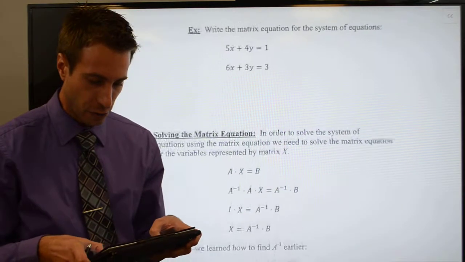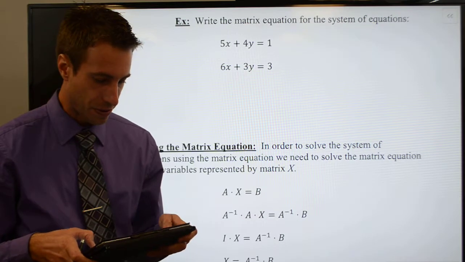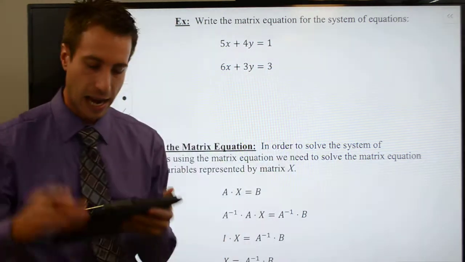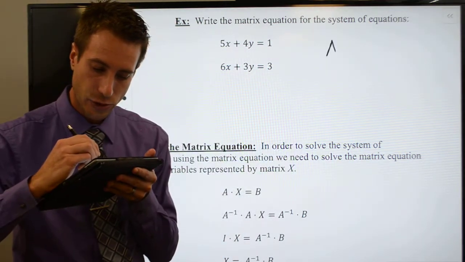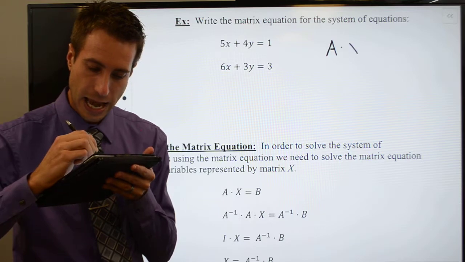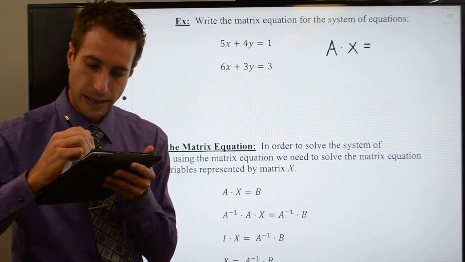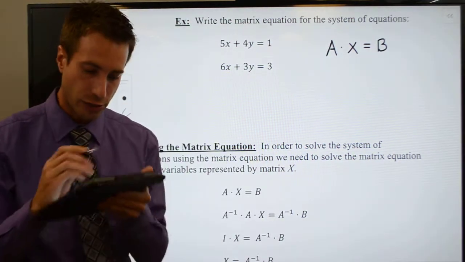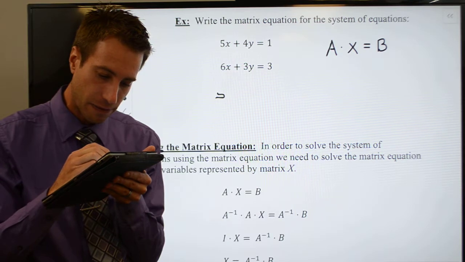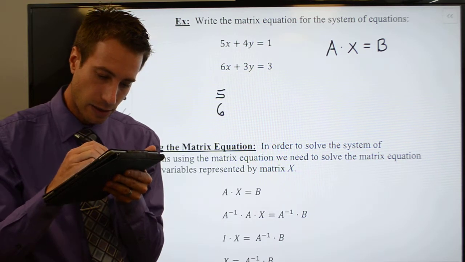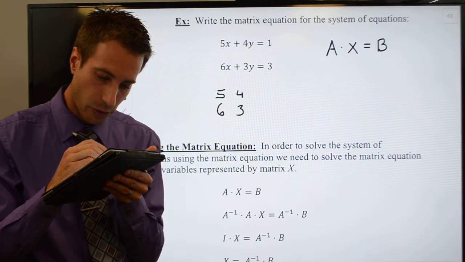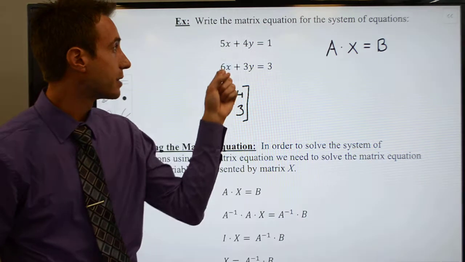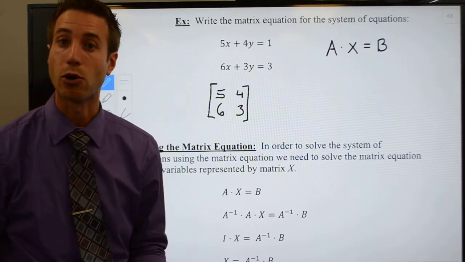You'll get a good feel for what this is going to look like right here on this one. We're going to go ahead and write our matrix equation for this guy. Remember, the matrix equation is matrix A times matrix X is equal to matrix B. Well, here's the way it works. Matrix A is the coefficient matrix. So that means I'm going to have 5, 6, 4, and 3. Those are my coefficients for my variables, 5, 6, 4, and 3. So that makes my coefficient matrix.